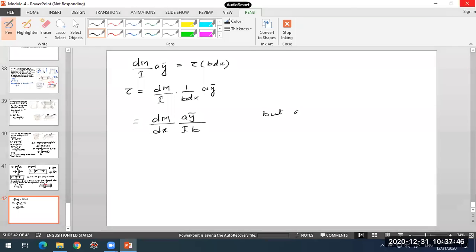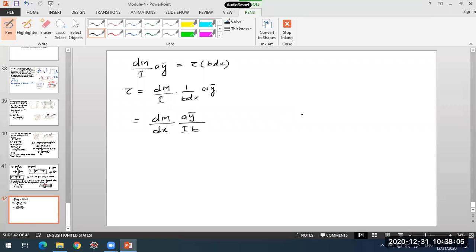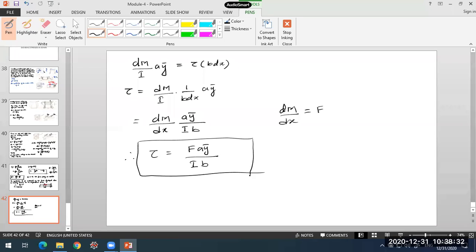But what is dM by dx? We have seen in the earlier module that the variation dM upon dx is nothing but the shear force. So we have seen this in the previous module. dM by dx is nothing but the shear force at that section. Therefore, I can write the expression for tau as F into A into y bar divided by I into b. So what we got here is the expression for the shearing stress in a beam.